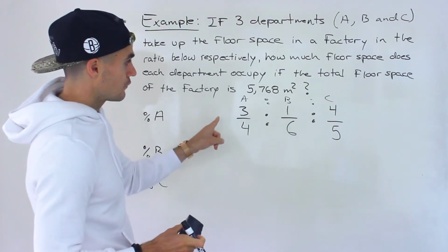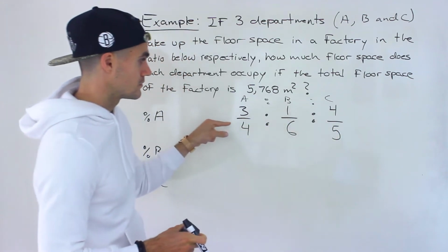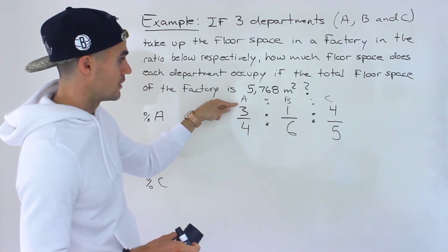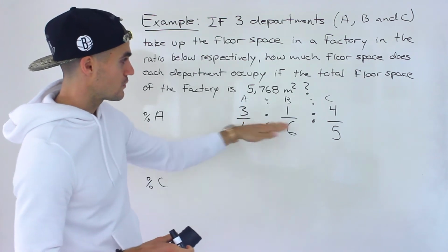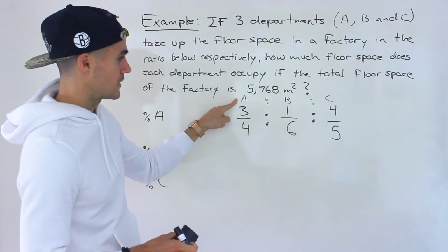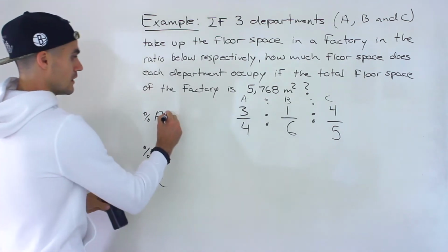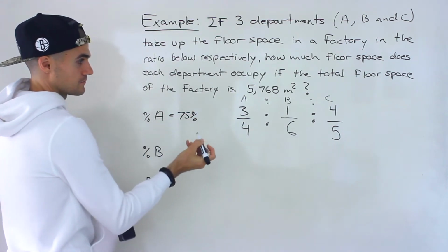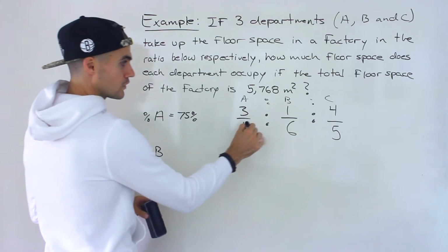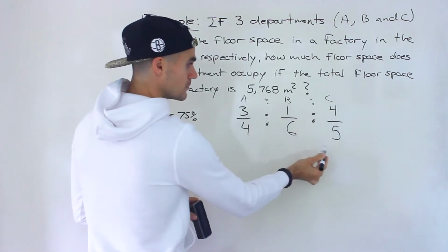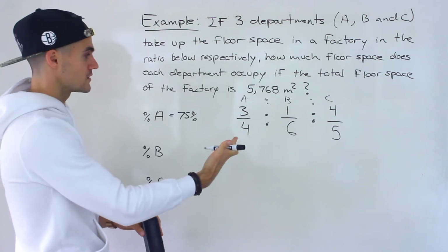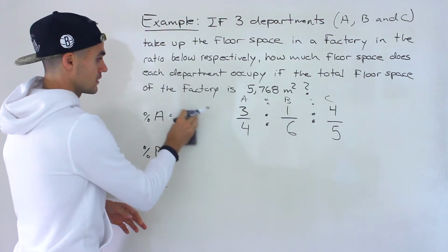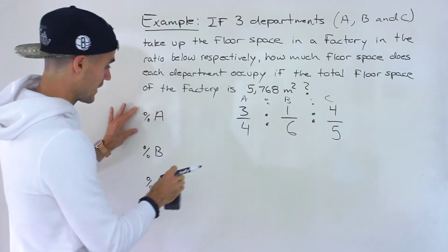Now, you got to be careful. This is a ratio here. It contains fractions, and these aren't the percentages. So for example, this 3/4 here within this ratio for department A, it doesn't mean that department A takes up 75%. Right? In fact, if you converted these to decimals and you added them up, they'd actually be greater than 1. So that wouldn't even make sense. Right? This is a ratio here. So we got to take this and then find these values.